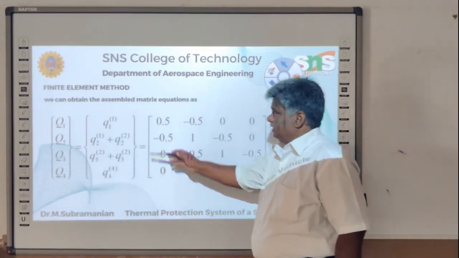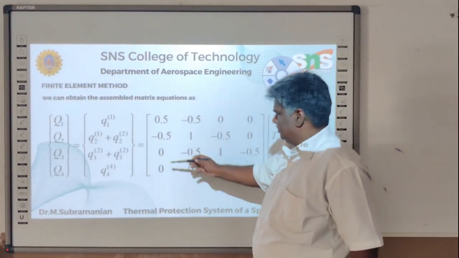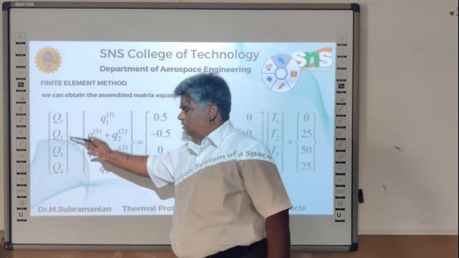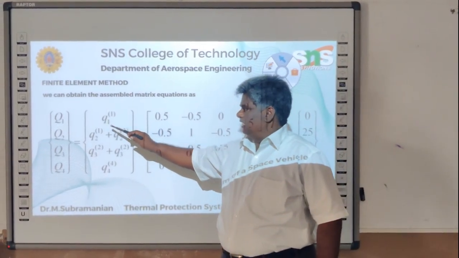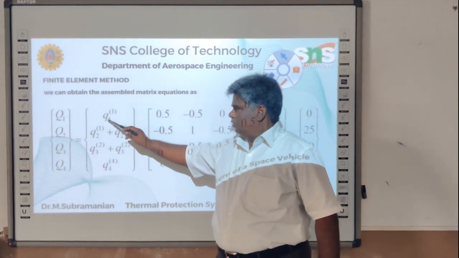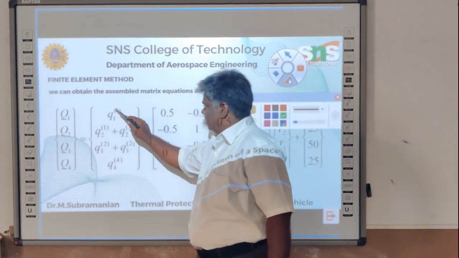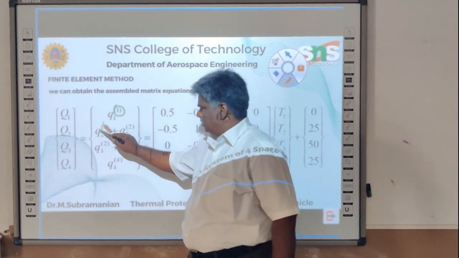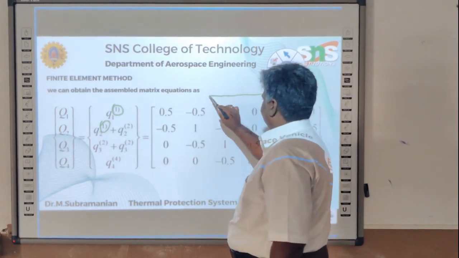So we obtain the assembled matrix. The assembled matrix is the stiffness matrix and the thermal load vectors based on the degrees of freedom. So Q1 is for the first element; Q11 will indicate element 1. This is also element 2.